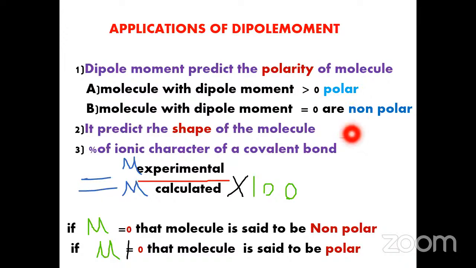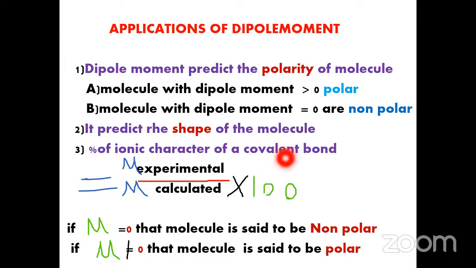Also, the dipole moment predicts the shape of the molecule. And this dipole moment is also used to calculate the percentage of ionic character of a covalent bond. Already we discussed that covalent compounds are not 100% covalent and ionic compounds are also not 100% ionic.